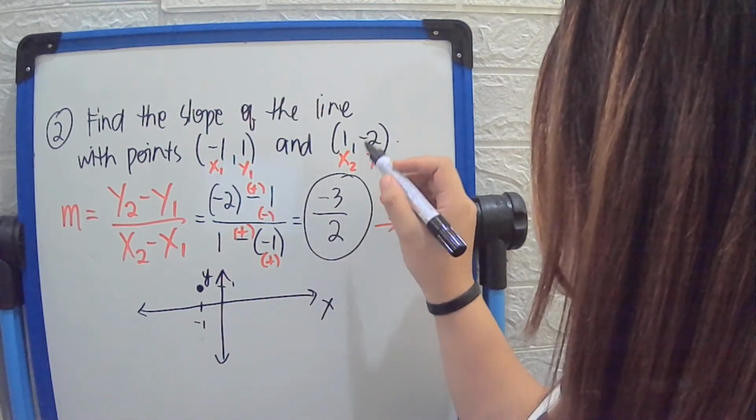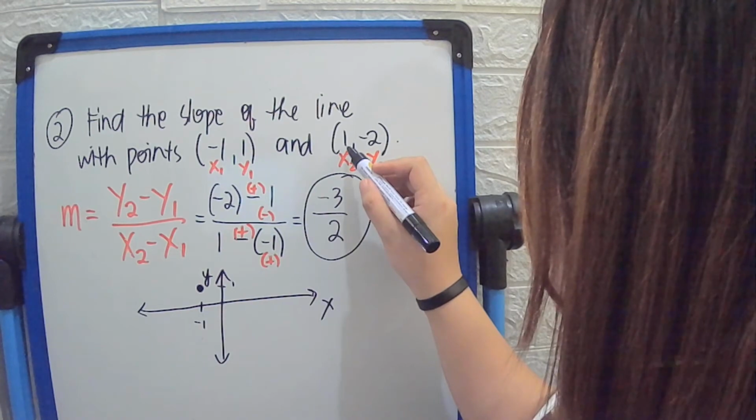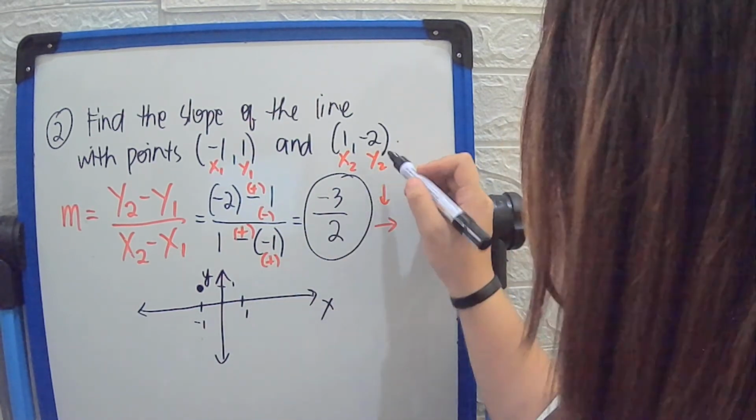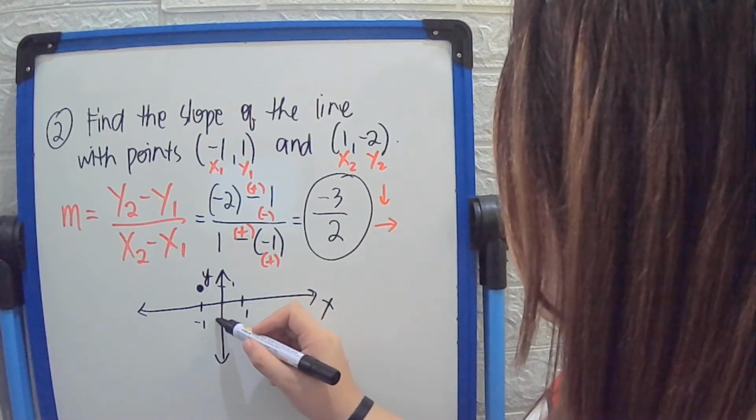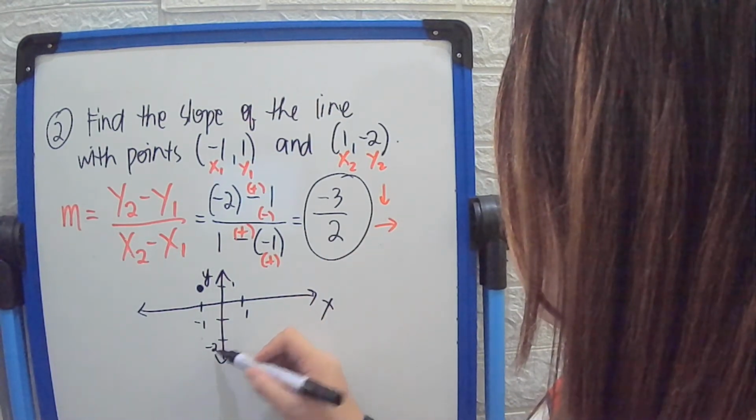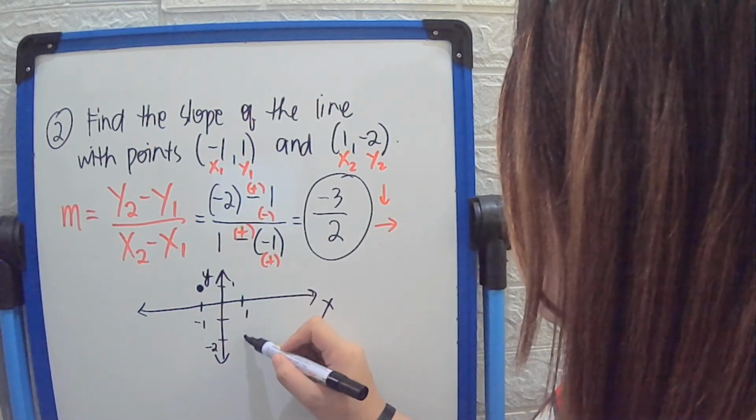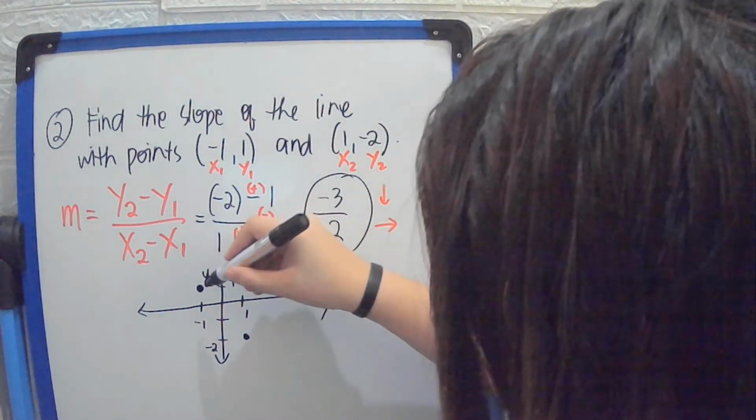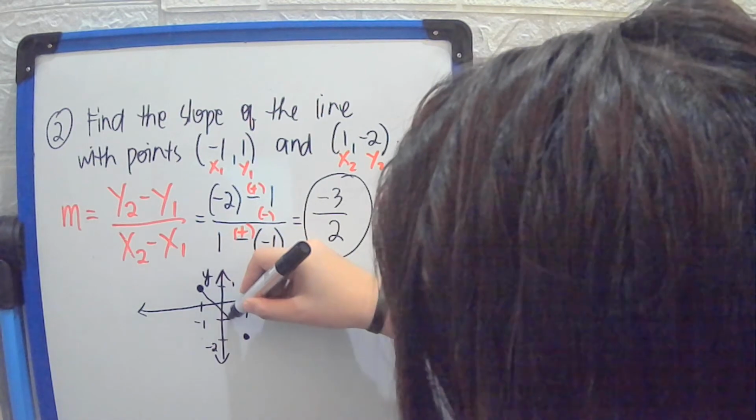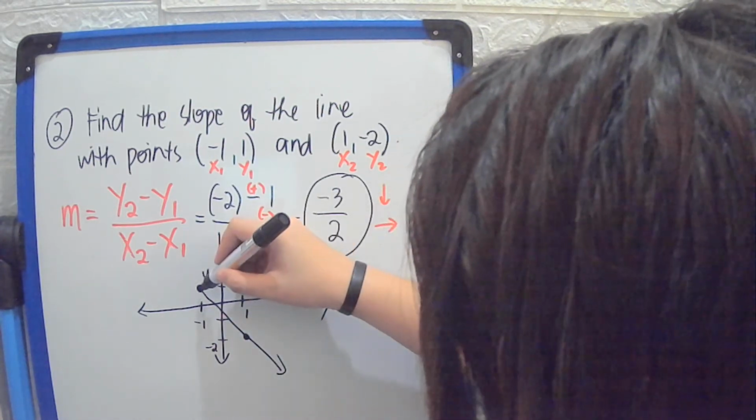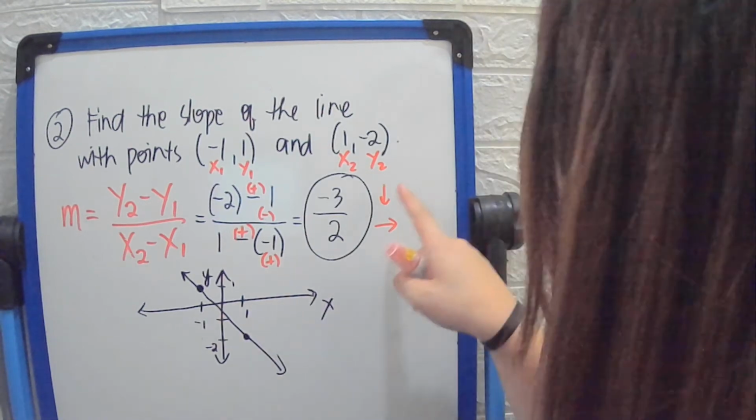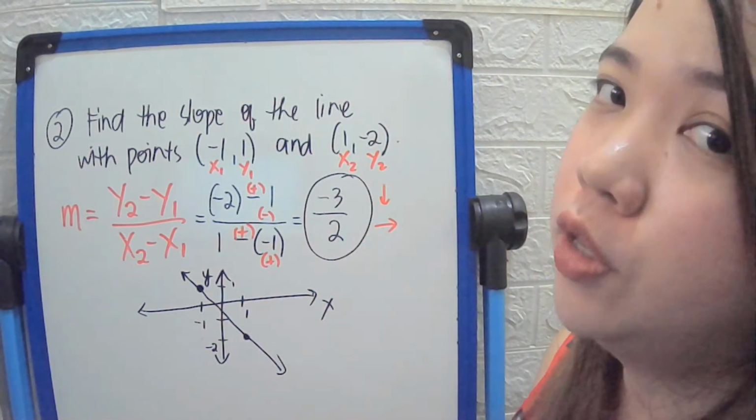Our second point is 1, negative 2. Positive kay x, 1. So, let's say ito yon. Tapos, negative 2 kay y. So, we go down. 1, 2. So, if this is negative 2, this is positive 1. So, ito yung intersection. This will be your second point. Now, let us connect the two. Okay. So, after connecting the two, let us identify if tama talaga yung slope natin.